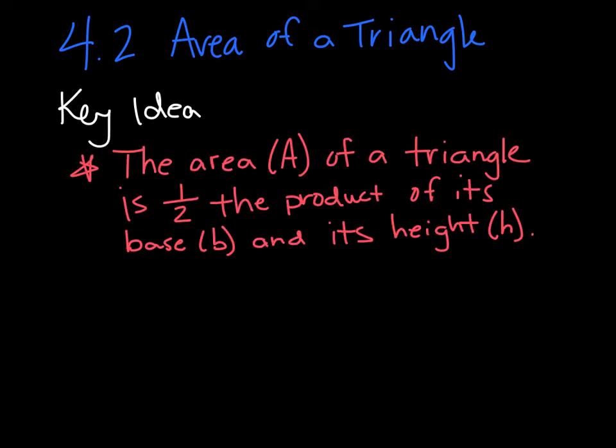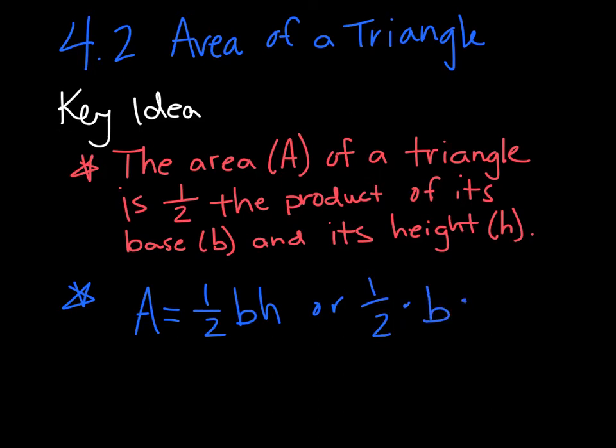So the key idea here is, in words, the area A of a triangle is 1/2 or half the product of its base B and its height H. So if we were to look at this algebraically, it would look like this. Area equals 1/2 times base times height. We could also say it looks like this, if it helps you kind of look at it.